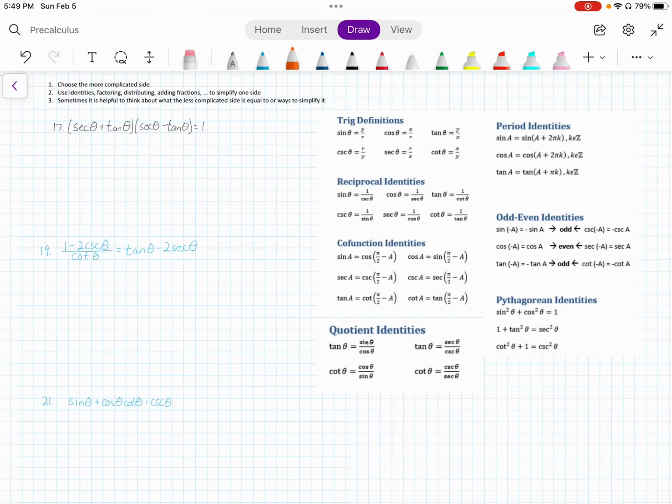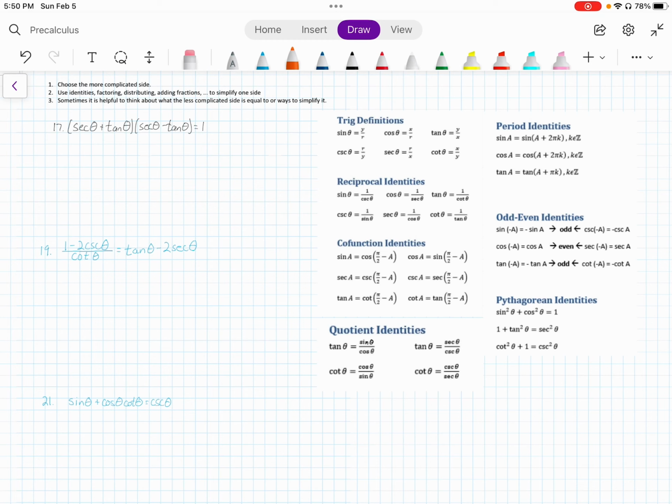We're going to continue working through examples of verifying trig identities. Once again, we have our three ideas up here. We want to choose the more complicated side and make it look like the less complicated side. To do that, we will use identities that we have, factoring, distributing, adding fractions, maybe some other algebraic ideas. And then we also noted sometimes it's helpful to think about what the less complicated side is equal to, if we kind of get stuck.